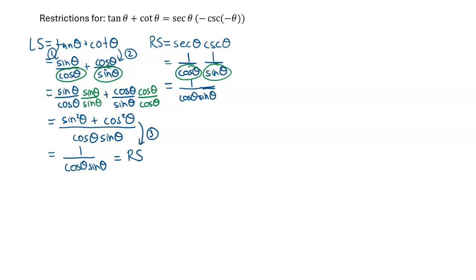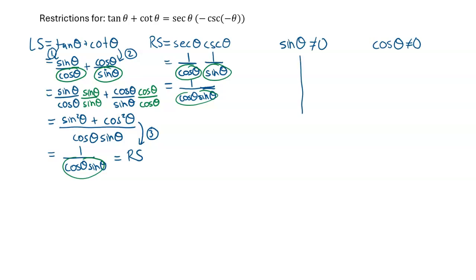And so you can see that all the way through, even at this step and this step down there, we have cos and sine in the denominator. Now because we can't divide by 0, we have to look at restrictions for these. So when is sine of theta equal to 0? And when is cos of theta equal to 0? That's going to tell us the restrictions on the angle.